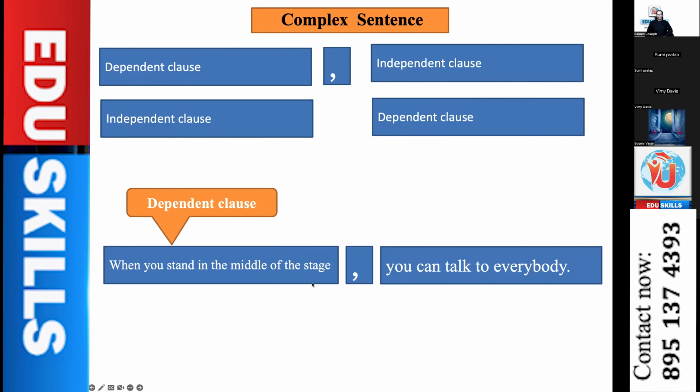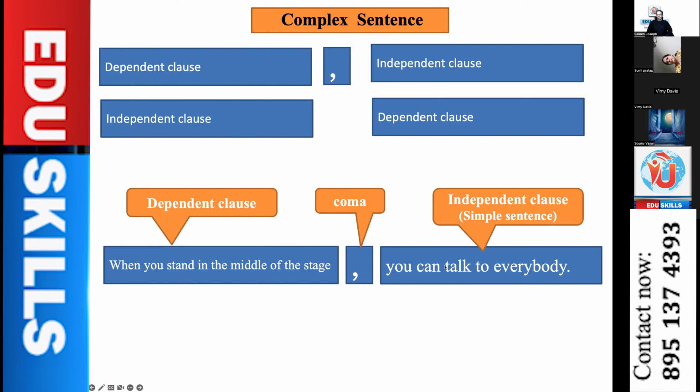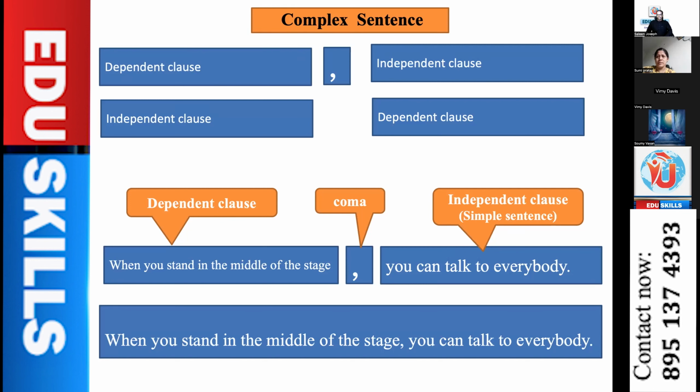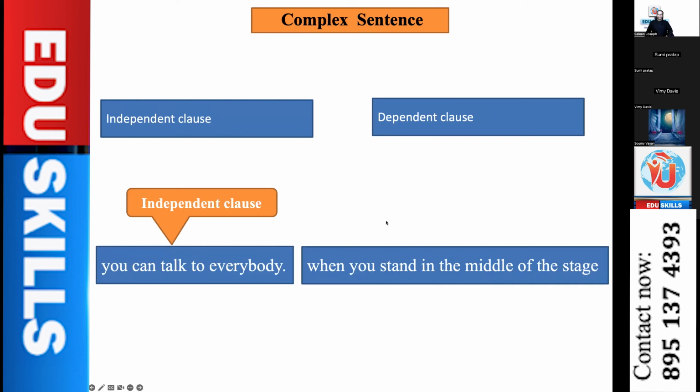When you stand in the middle of the stage, a general example: dependent clause, comma, you can talk to everybody. You have the independent clause at the end. The second part is the independent clause. So you need a comma because you started with "when you stand in the middle of the stage", which itself doesn't make perfect sense. That's why it is known as a dependent clause. When you stand in the middle of the stage, you can talk to everybody. After "the middle of the stage" there is a comma because the dependent clause comes first. Now you see, you can talk to everybody.